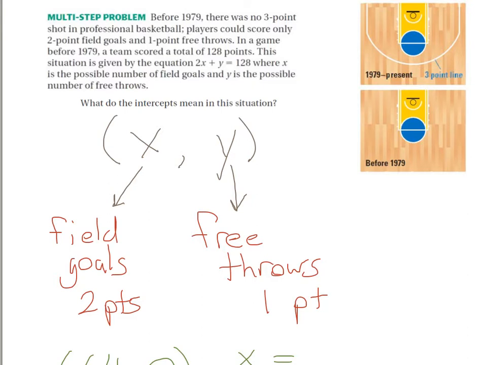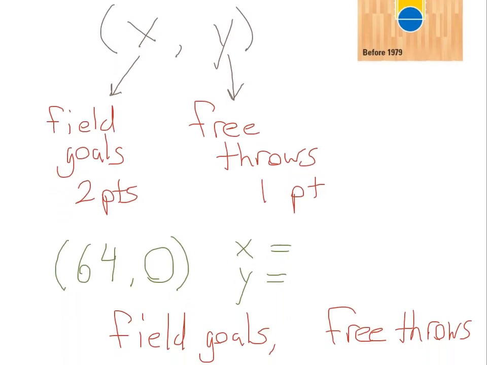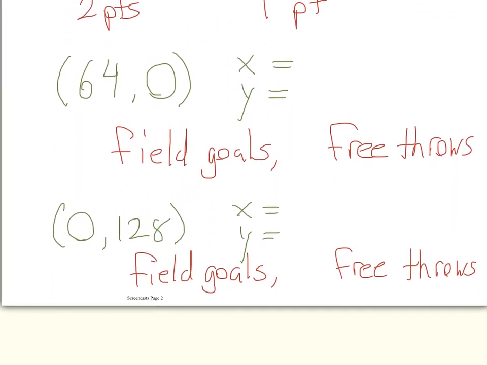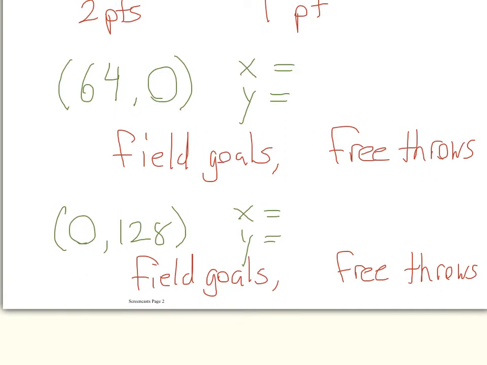Again, we saw from before that x comma y, x was the number of field goals for 2 points, and y was the number of free throws for 1 point. So if we look at our x and y intercepts, here they are again. Let's start again with the x-intercept, which is 64, comma 0. Well, we know every ordered pair is x, comma y. So therefore, x is 64 and y is 0. So an x-intercept of 64, comma 0 means the team happened to have made 64 field goals.